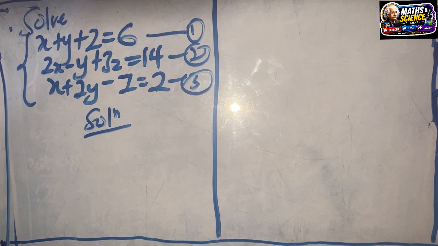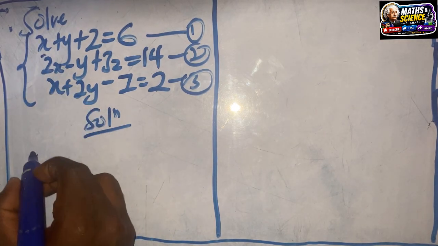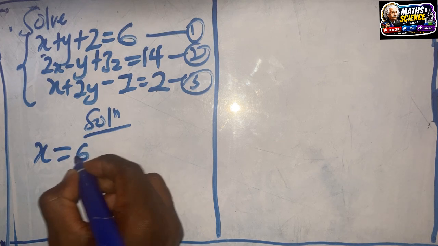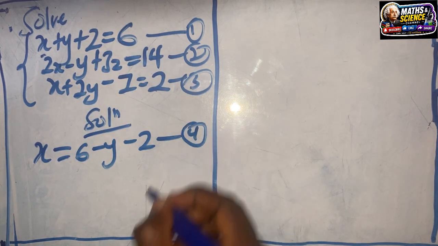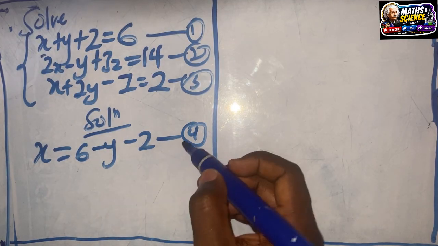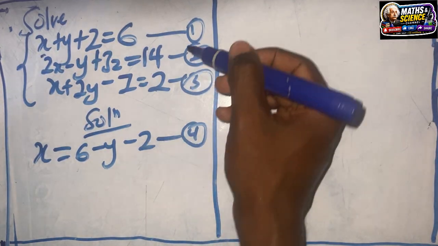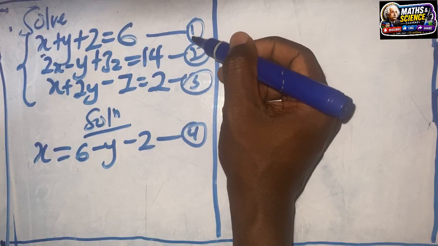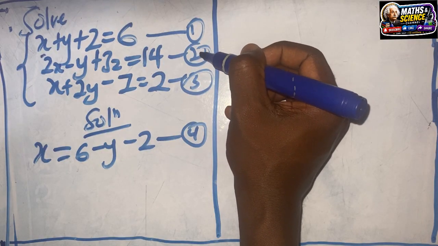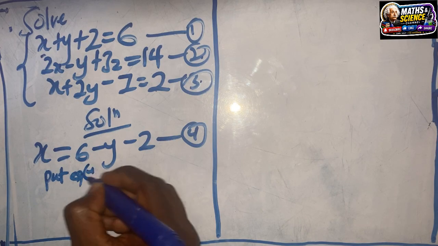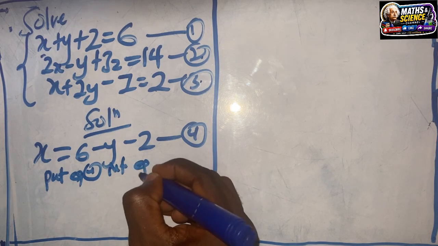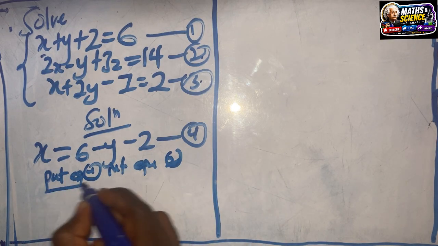But looking at equation 1, we can simply use the substitution method by making s the subject. So if I make s the subject from here, I'm going to have s equals 6 minus y minus z, and let's call this equation 4, right? Now we are going to put equation 4 into any of the equations apart from equation 1, so you can choose 2 or 3. So let's put equation 4 into equation 2.